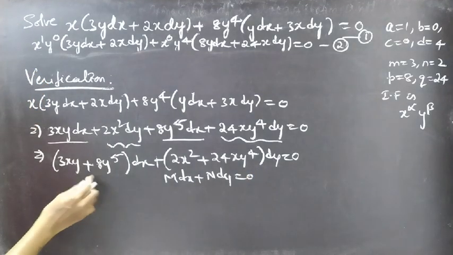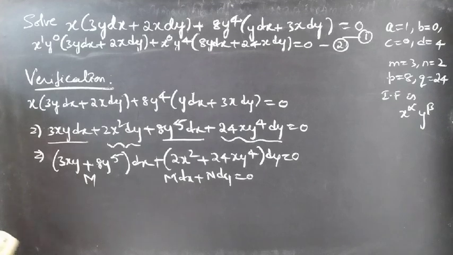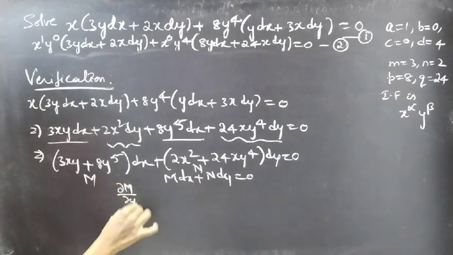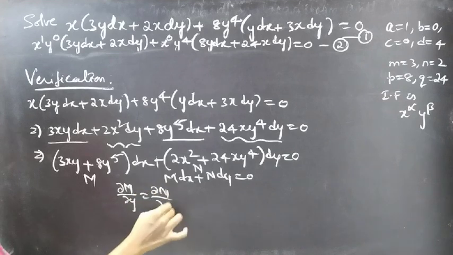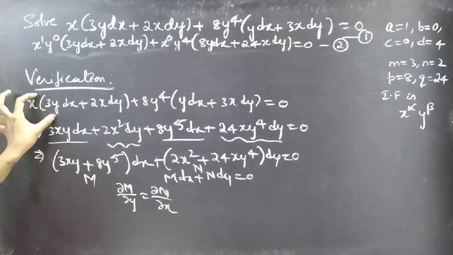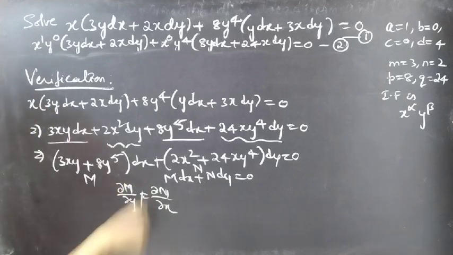For M equal to 3xy plus 8y power 5 and for N equal to 2x square plus 24xy power 4, right? If the partial derivative of M with respect to y equals the partial derivative of N with respect to x, then we can say that the given differential equation is exact. If it is not equal, then we can say that it is non-exact. Okay, let's find the partial derivative of M with respect to y and the partial derivative of N with respect to x.